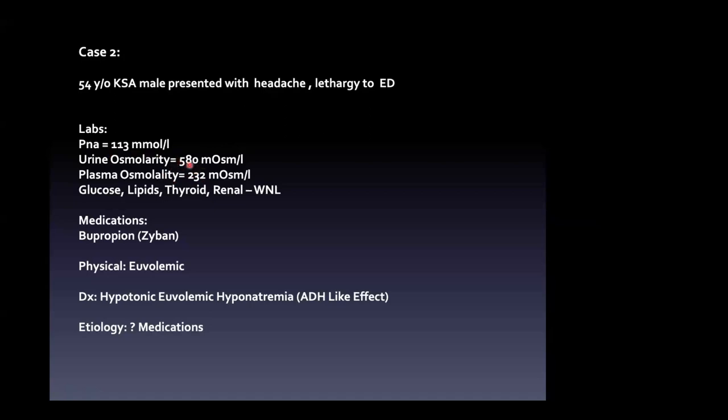The urine osmolarity is 580. So what that tells me is that there is an ADH effect. That does not mean that the person has SIADH. I'm kind of hesitant to label them as SIADH. I just say that there is an ADH-like effect. And the reason why I'm hesitant to say SIADH is because you should know that ADH is stimulated by two conditions. Number one, it is stimulated by hypovolemia, okay?